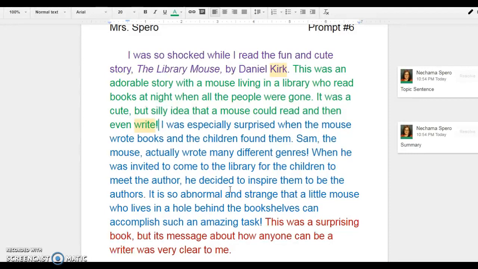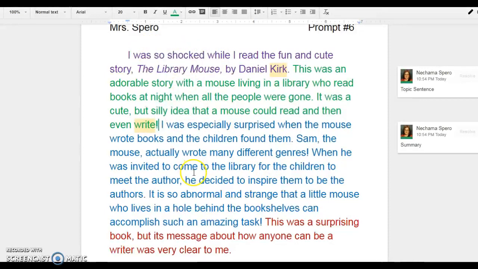I was especially surprised when the mouse wrote books and the children found them. Sam, the mouse, actually wrote many different genres. When he was invited to come to the library for the children to meet the author, he decided to inspire them to be the authors. It is so abnormal and strange that a little mouse who lives in a hole behind the bookshelves can accomplish such an amazing task. So here I've explained why I was so shocked.